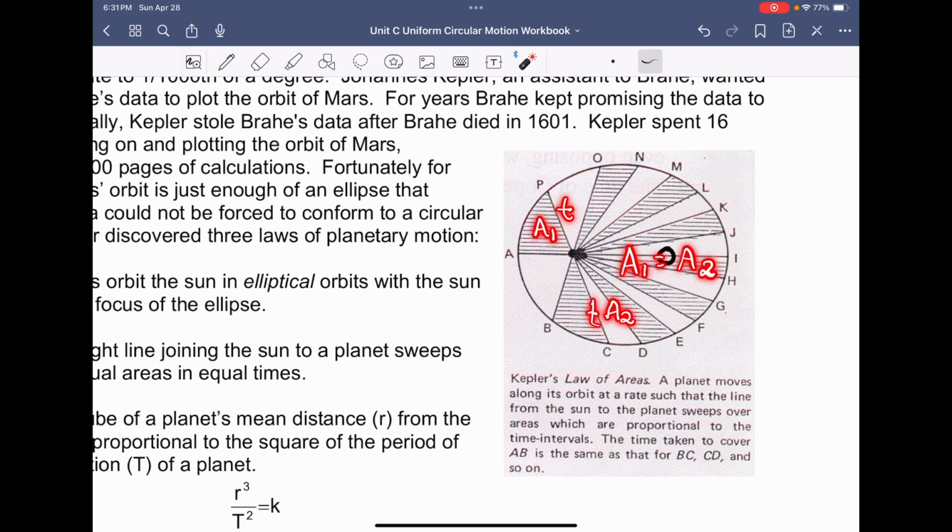You would draw out two lines from that focus, which is the sun, out to the circumference, aka to the center of that planet, and it would sweep out equal areas in equal time. I know it looks a little distorted, because A1 and A2 look different, one's a thicker slice, one's a thinner slice. How could these two things be equal?